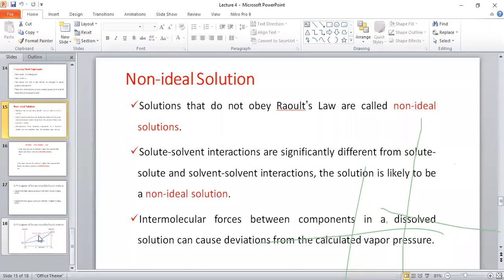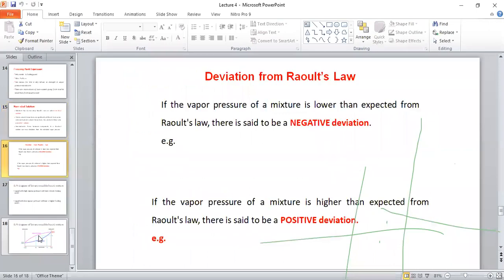So intermolecular forces between components in a dissolved solution can cause deviations from the calculated vapor pressure. That is in a non-ideal solution. So that is why they do not obey Raoult's law, because they can cause deviations from what the vapor pressure is supposed to be, because of the difference in interactions. So, still on deviation from Raoult's law.